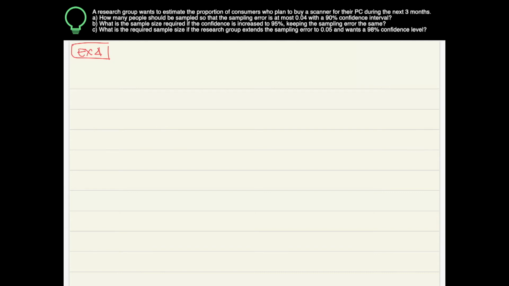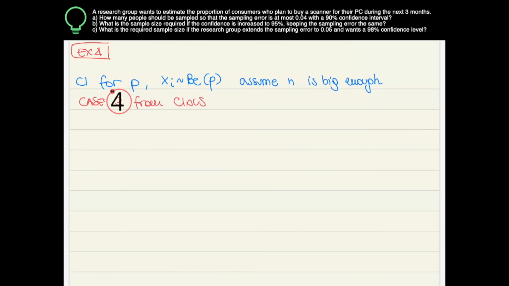Okay, so let's analyze the setting of this question. We want to find a confidence interval for the population proportion that will buy this scanner. So we want a confidence interval for our population proportion P. We know that the population is Bernoulli distributed. People will either buy or not buy a new scanner. We will assume that n is big enough, so that this result, which is asymptotic, holds. When it's about the population proportion, for our course, the only case that we've looked at is case 3 from the Chaus scheme.